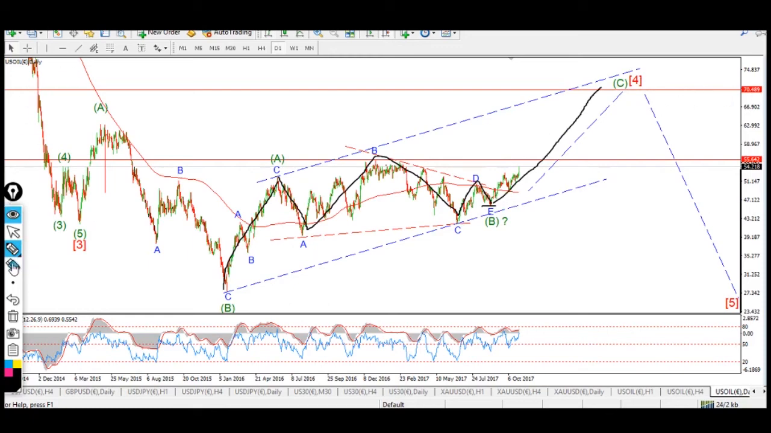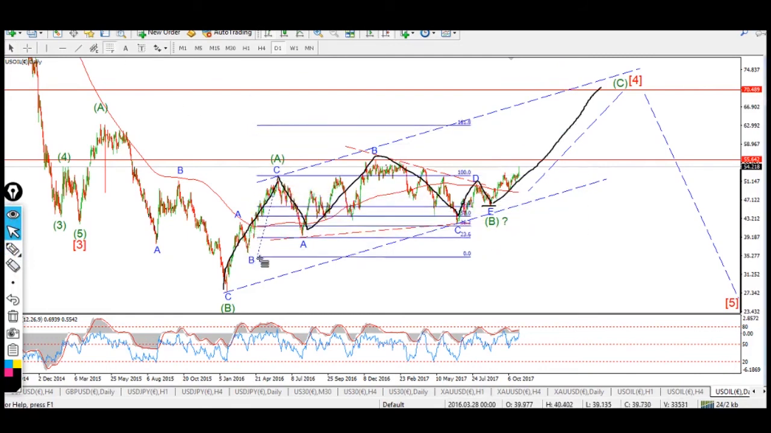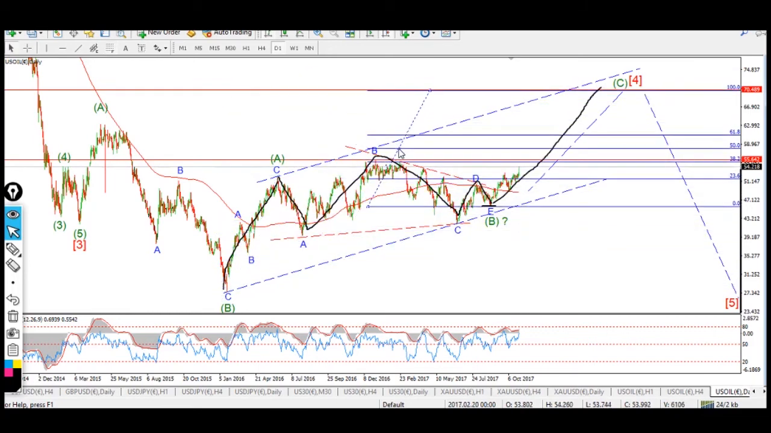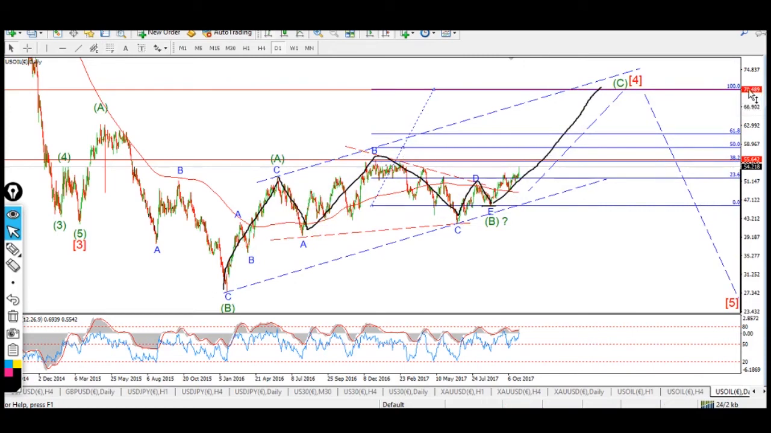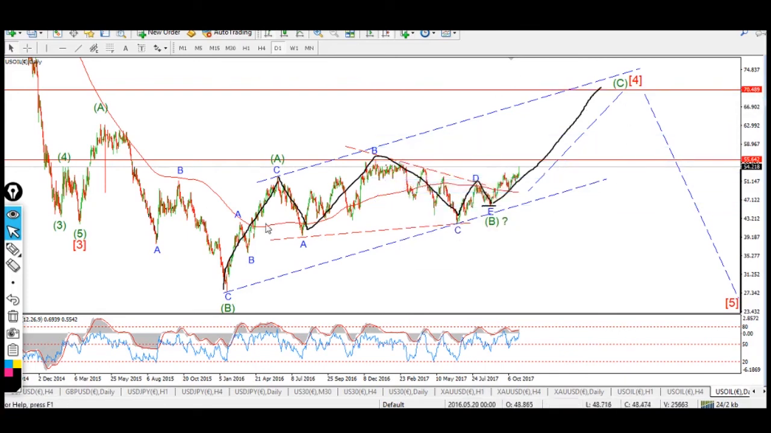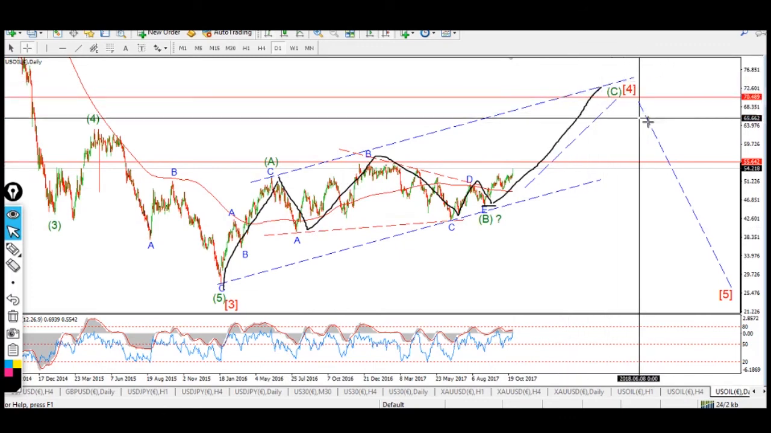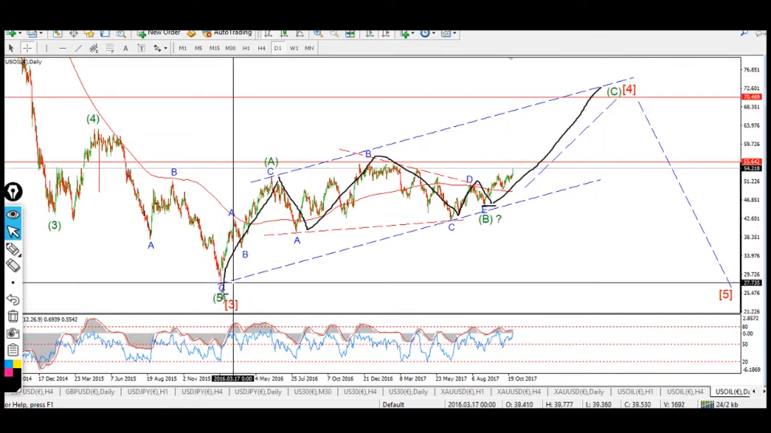Now, if you take the Fibonacci projection of wave A and you project it off that possible wave B, that gives you about $70.50. So the trend channel is pointing to that point, the pattern is pointing to that point, and the Fibonacci is pointing to $70 also. Okay, so we're looking at this 3-wave pattern in wave 4 red off the wave 3 low.